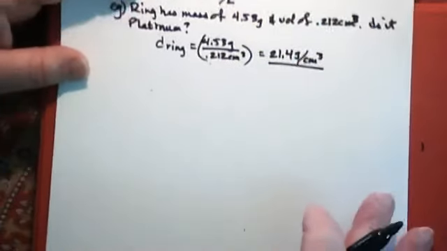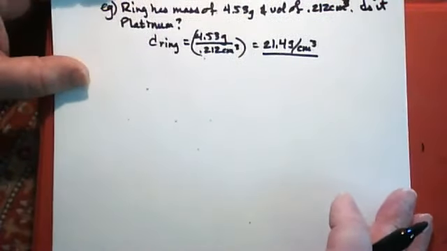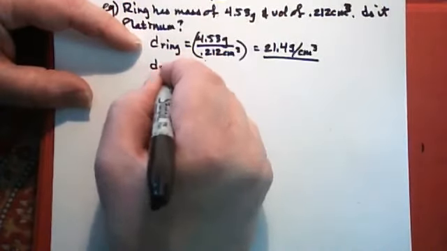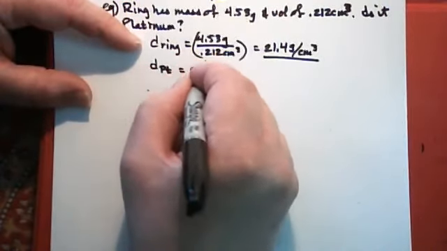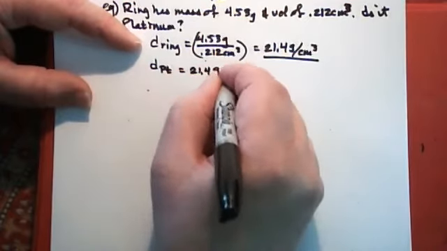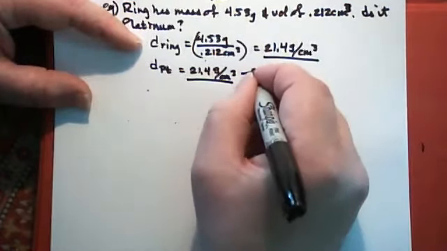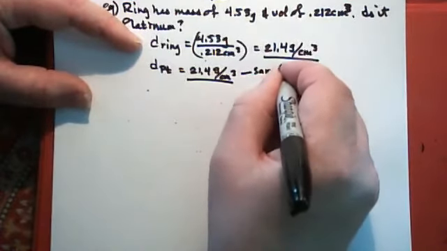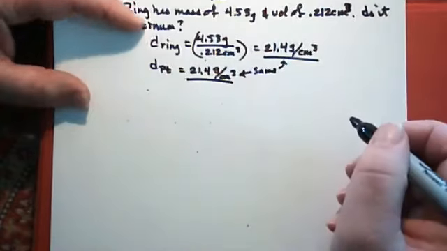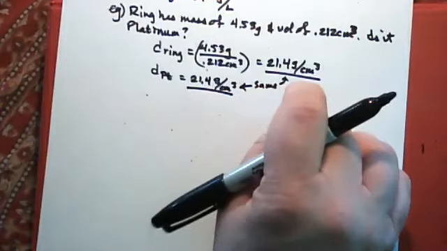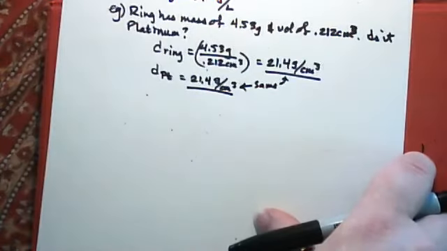The density comes out to be 21.4 grams per cubic centimeter. And then what you would want to do is go and look up the density of platinum. The density of platinum is, what do you know, 21.4 grams per cubic centimeter. And so from this information, you can tell that the substance that the ring is made of has exactly the same density as platinum, so it probably is platinum. Or at least you can't say that it isn't.